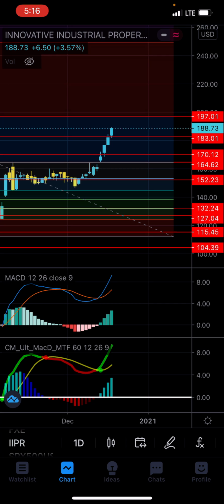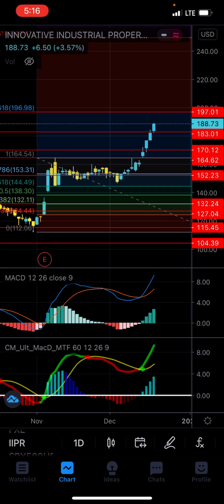If we do not break the 197 level, we're probably headed back down to 183, and depending on how bearish we are, the momentum, it's going to go back down to 170 and then kind of continue to go back down, right? The only worry that I have here is there's a huge gap around the $140 area. I don't know if you guys can see that middle green line right there. There's a huge gap right there, right? That's the only worry I have.